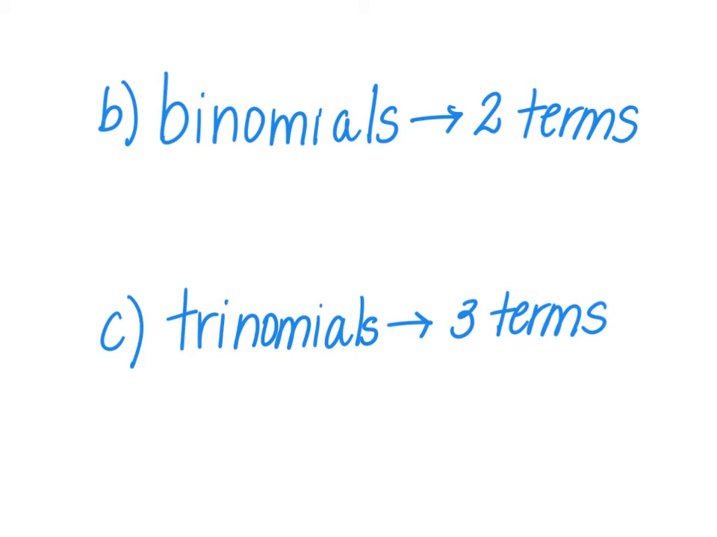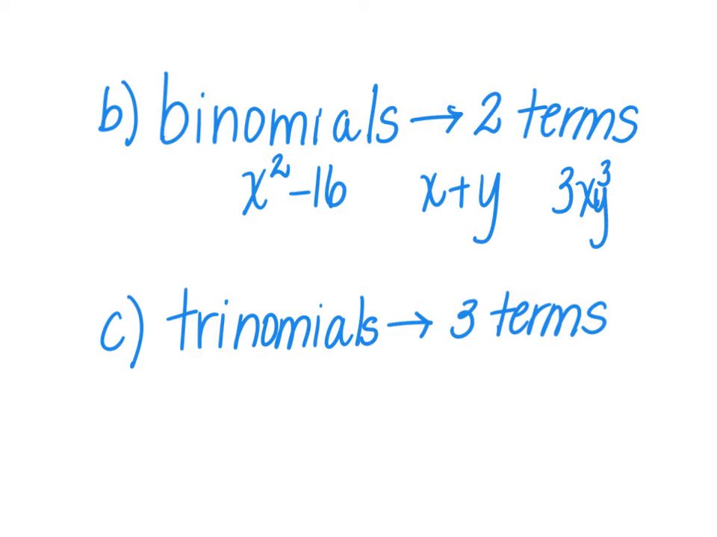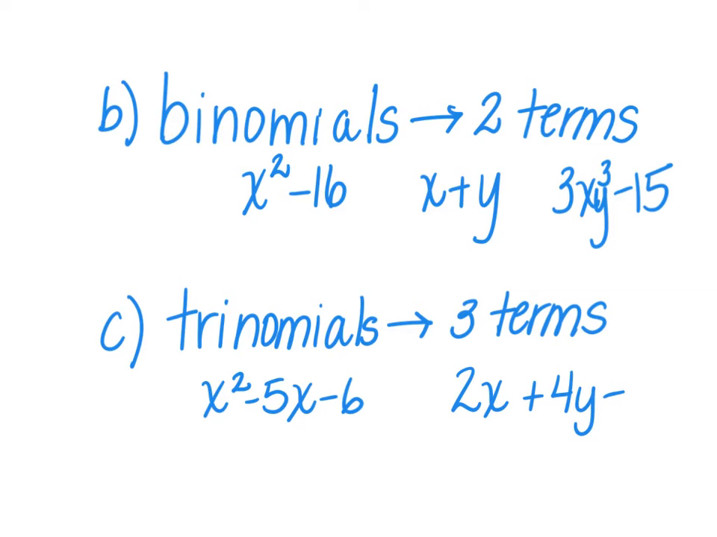A binomial consists of two terms, such as x squared minus 16, or x plus y, or 3x to the third, or 3xy to the third minus 15. And trinomials would be three terms: x squared minus 5x minus 6, and 2x plus 4y minus 3.